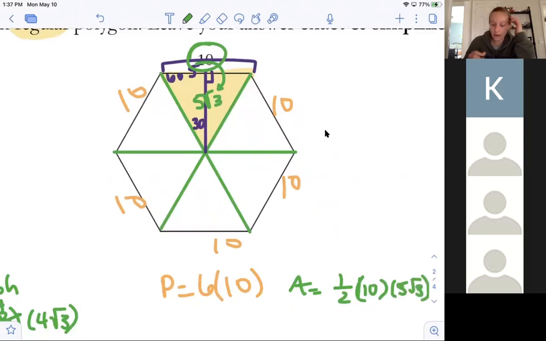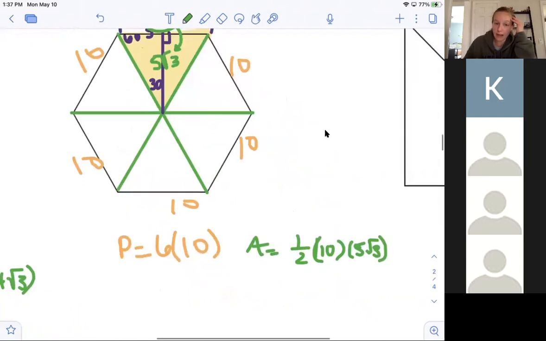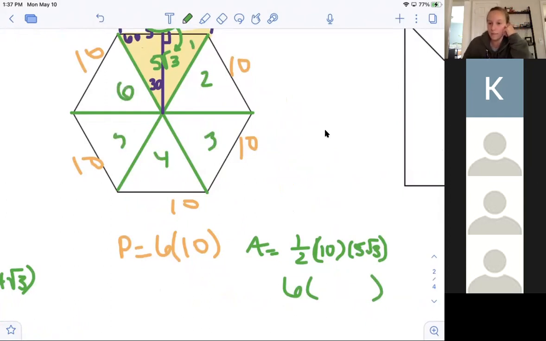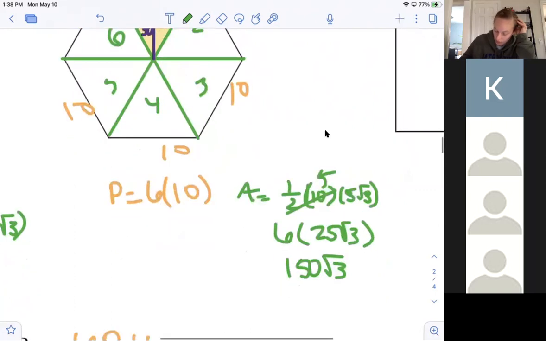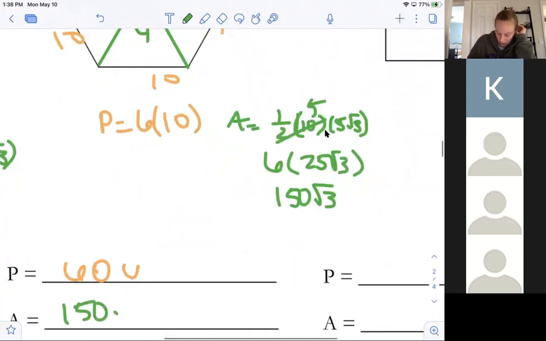Now that's just the area of the little highlighted yellow triangle. I have a total of 6 triangles though. So whatever the answer to this is, I'm going to multiply it by 6 to represent my 1, 2, 3, 4, 5, 6 triangles. 1/2 of 10 is 5, so I get 25 root 3 as the area of one triangle. I have 6 of them, so I need to do 25 times 6, which is 150. 150 root 3 is my area, 150 root 3 units squared.